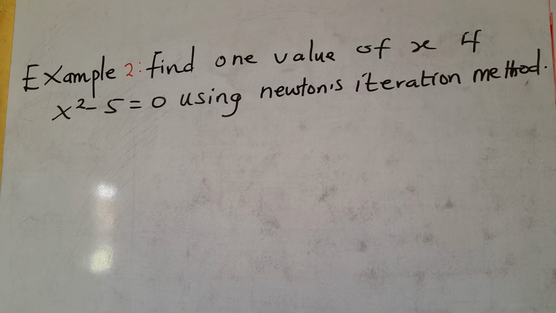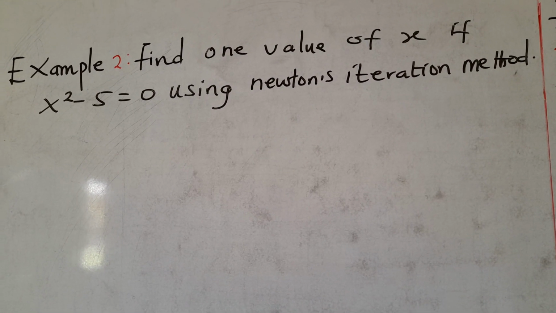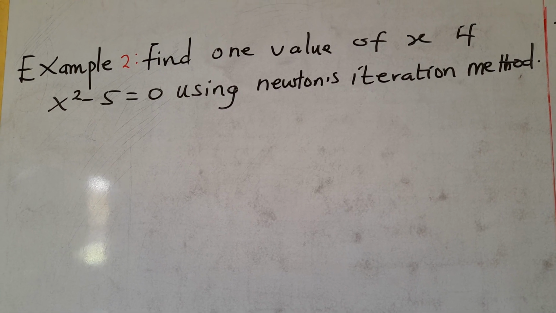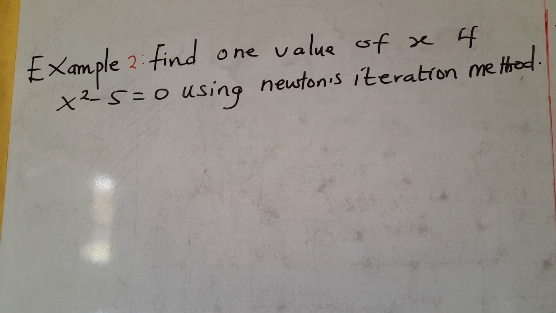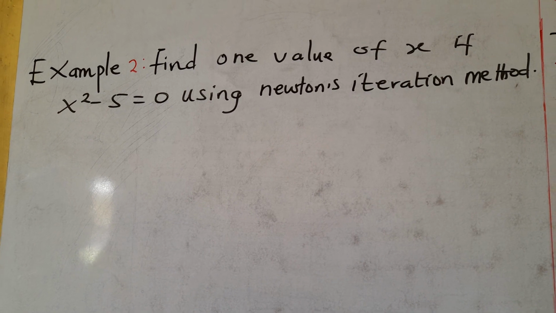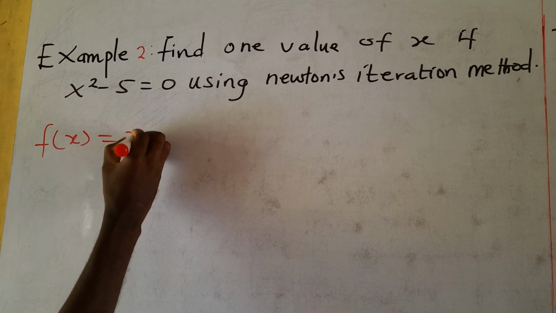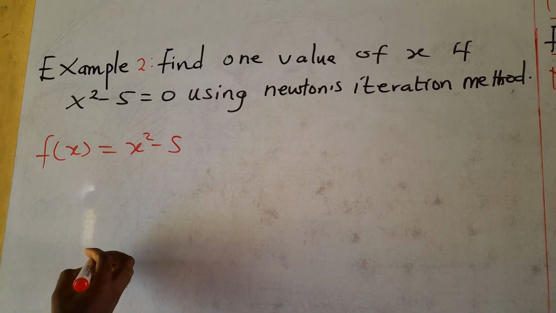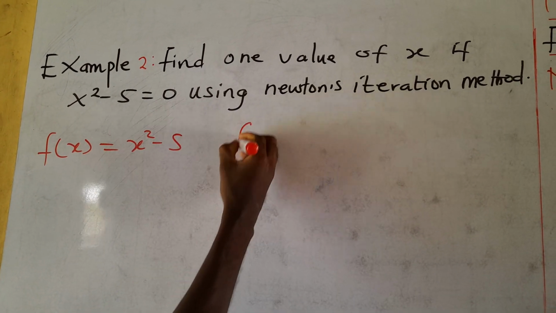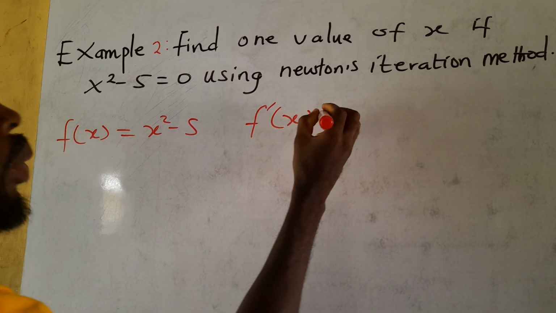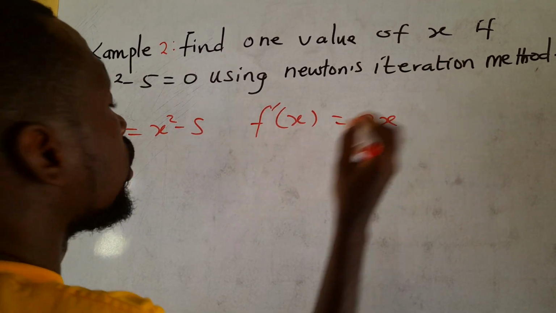So our second example says that we should find one value of x if x squared minus 5 equals 0 using Newton's iteration formula. So how do we do this? We let our function f of x be equal to x squared minus 5. What next? We find f prime of x. We differentiate this function with respect to x, we get 2x.